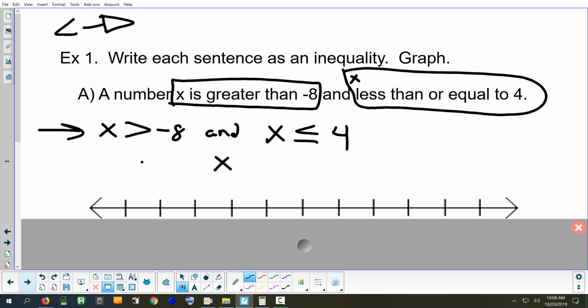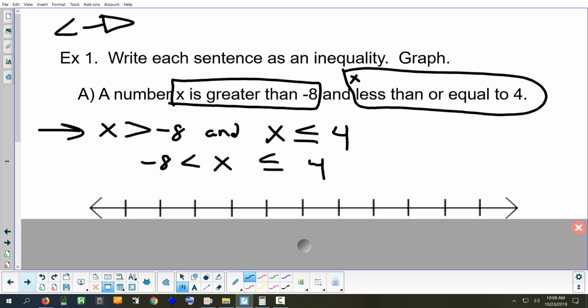Which number is going to go on the left? -8. On the right? 4. And then make both the symbols go left. Both left. The one between the x and the -8, put a line under it or no? No. The one between the x and the 4, put a line under it? Yes.